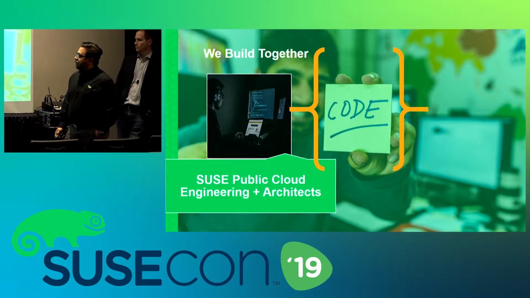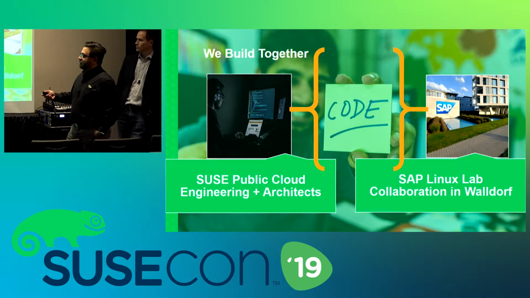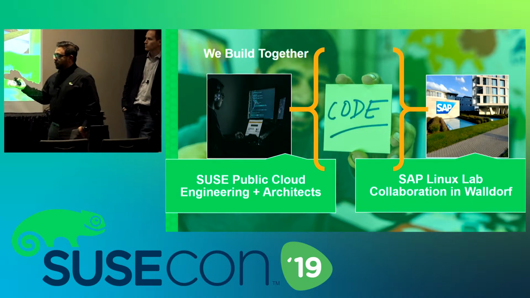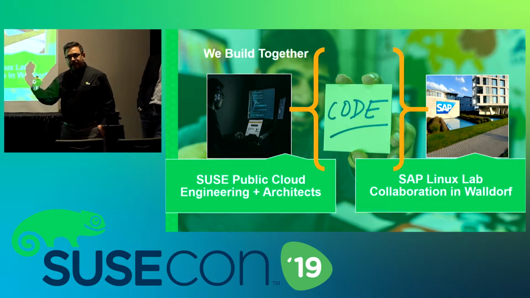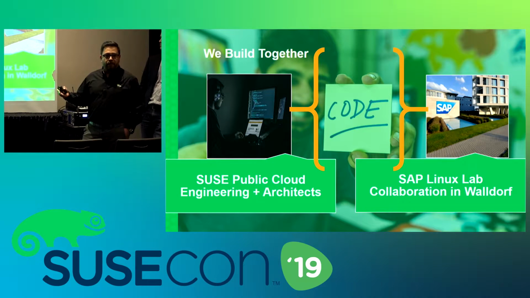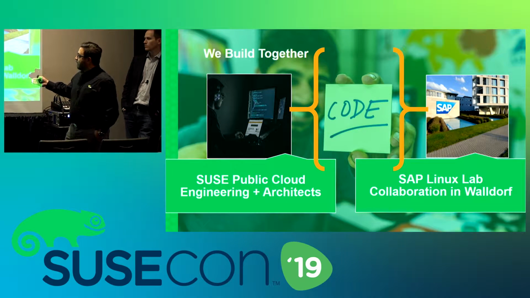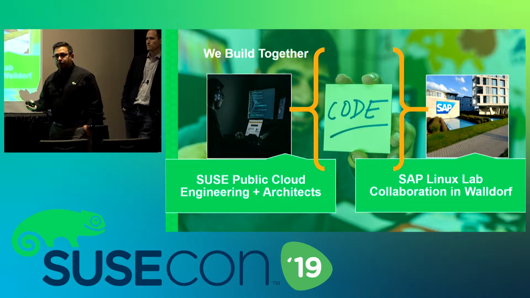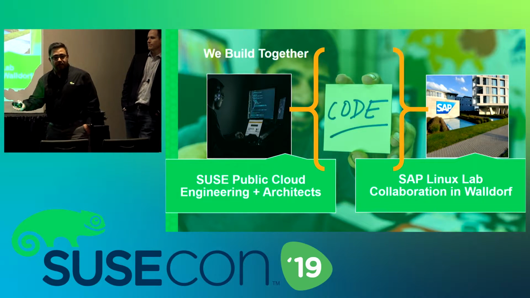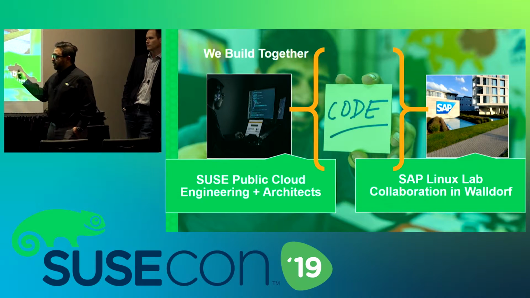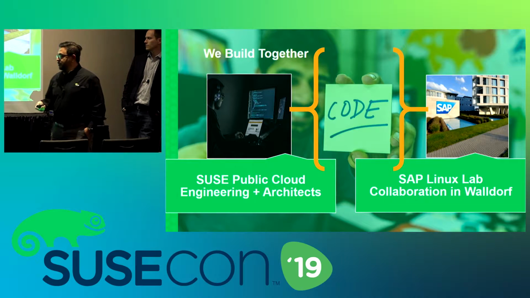So if you look at what has really brought us to success, SUSE has a SUSE Public Cloud engineering team that works with the AWS team to ensure that all the services and features that are available on the AWS platform are made available for SUSE Linux distributions. We also have architects that reside in the SAP Linux Lab along with AWS that collaborate to ensure that whatever HA solutions we're putting together, we're working with the public cloud team and ensuring that it is supported on the AWS platform.